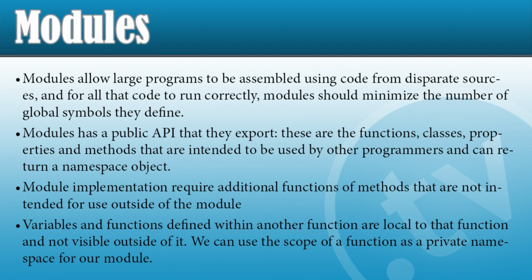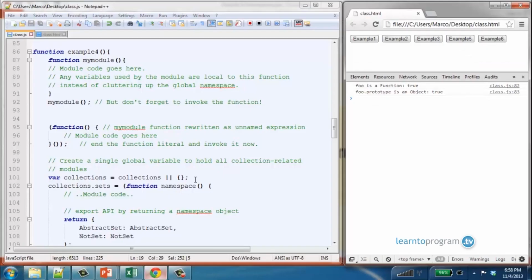Module implementations require additional functions or methods that are not intended for use outside of the module. Variables and functions defined within another function are local to that function and not visible outside of it. We can use the scope of a function as a private namespace for our module. Let's start with a simple example.